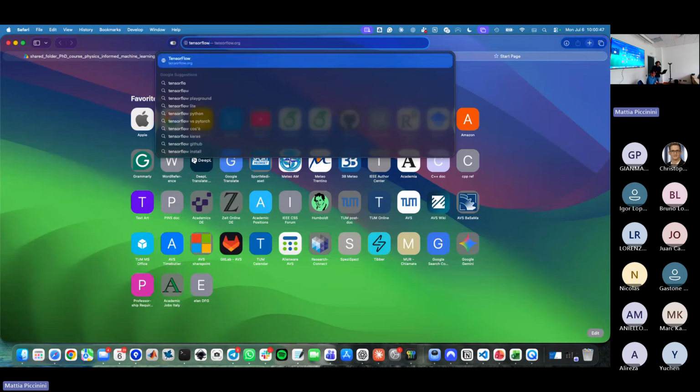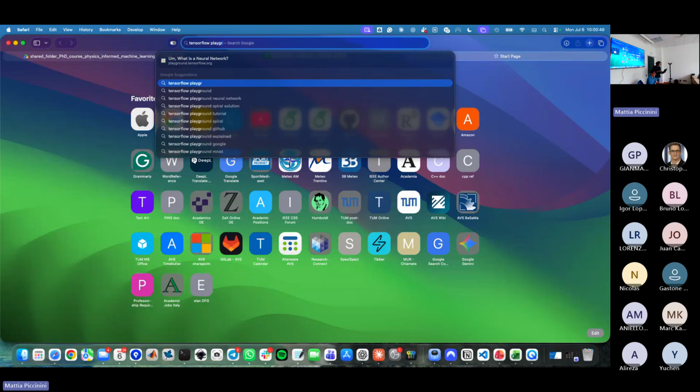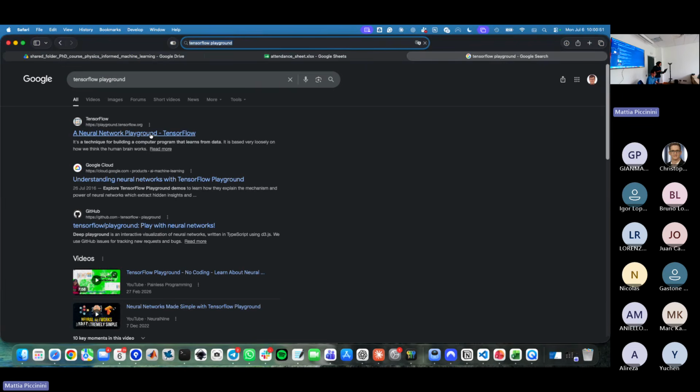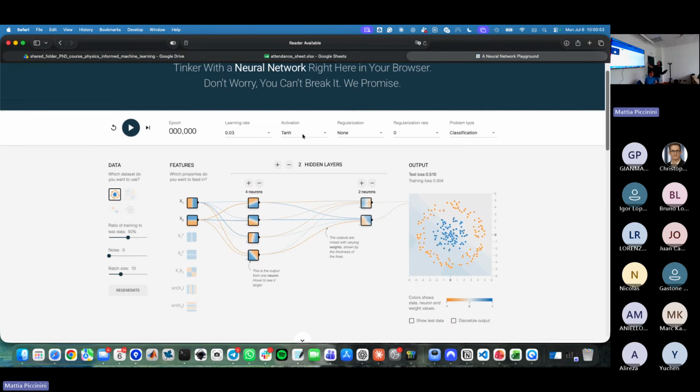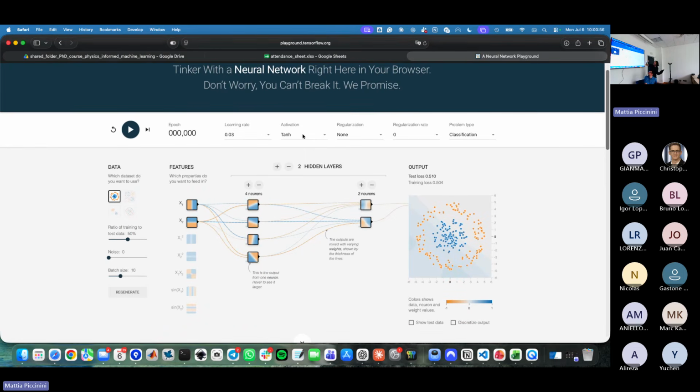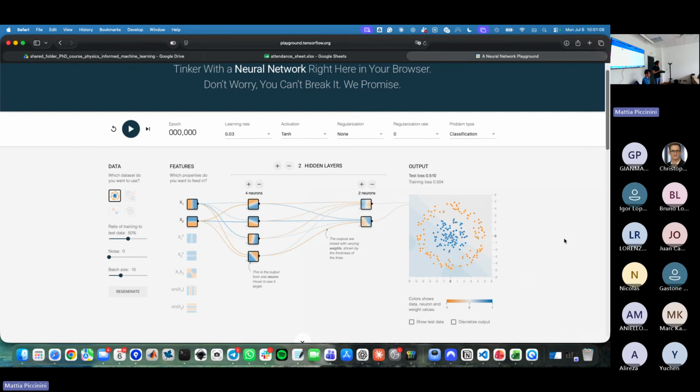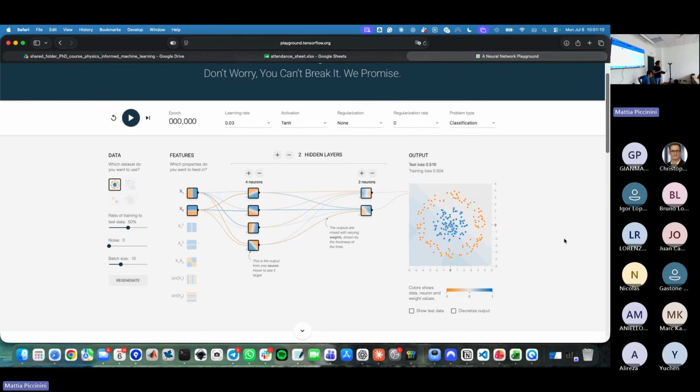If you go on the TensorFlow playground page, look for playground.tensorflow.org. If you have a laptop, you can try to connect to this page. The objective is to try this game, where you can basically play.